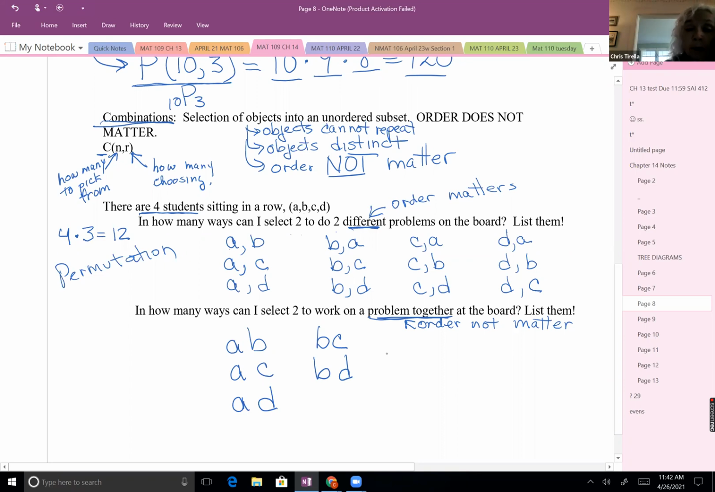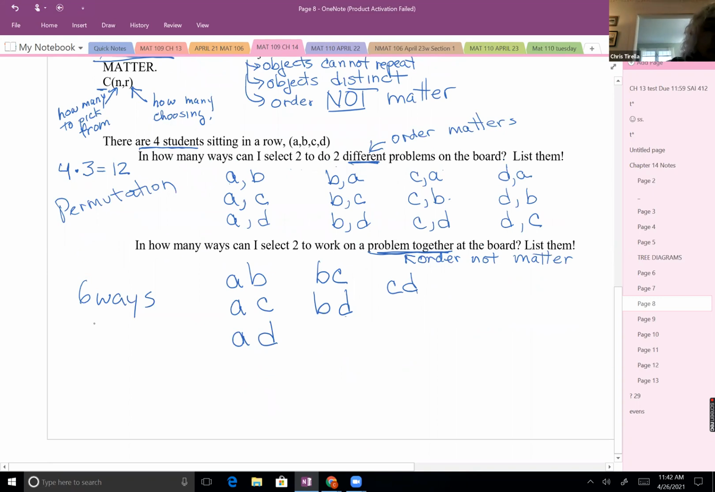Then we've already got C working with A and C working with B. We could have C work with D. And we've already got D paired with everybody else. So this time there are only 6 ways. And from this example, does everybody see there's 6 ways for the combinations? If order does not matter, it's a smaller number.